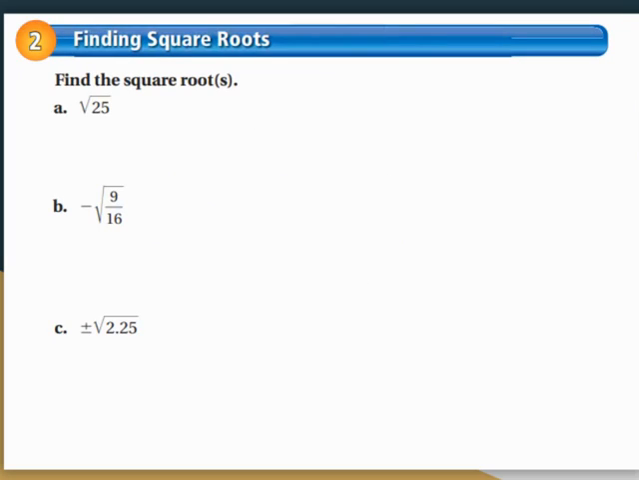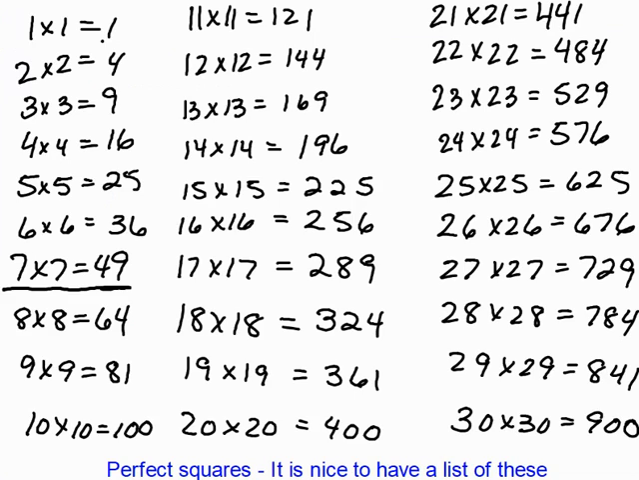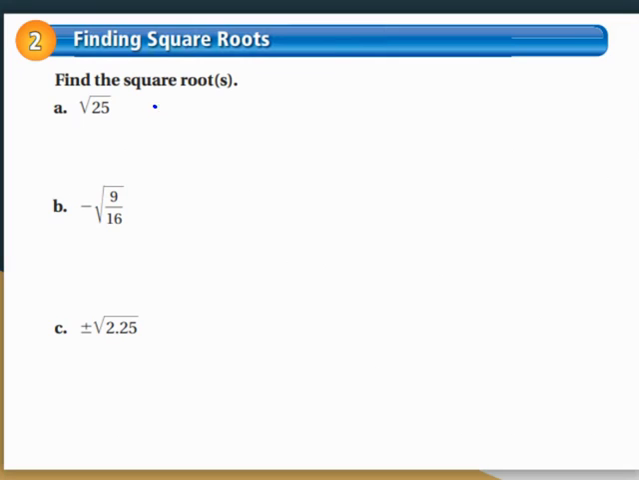So for number 2a, find the square root of 25. So I look at my chart, or you can think about it without your chart, but you look down here for the number 25, and you see that it is 5 times 5. So the square root of 25 is 5. Notice there's nothing in front, so it's just going to be positive 5.